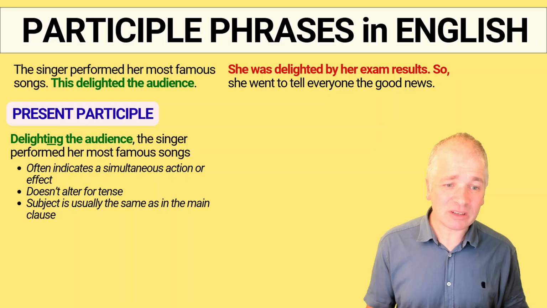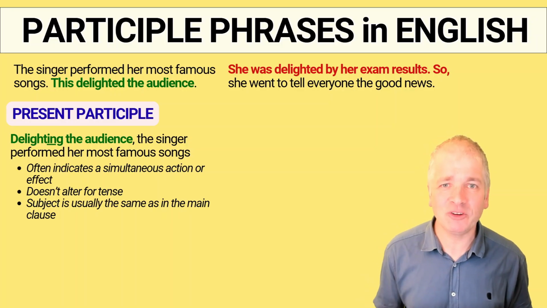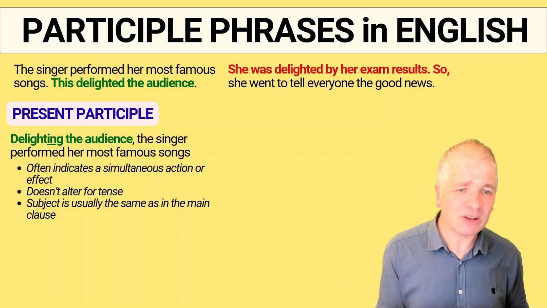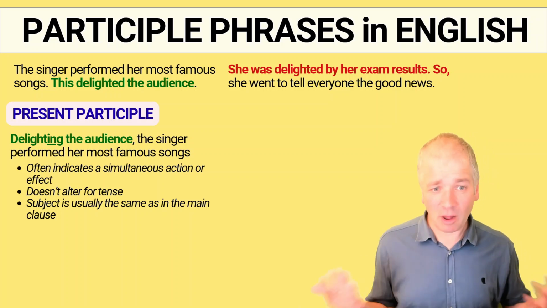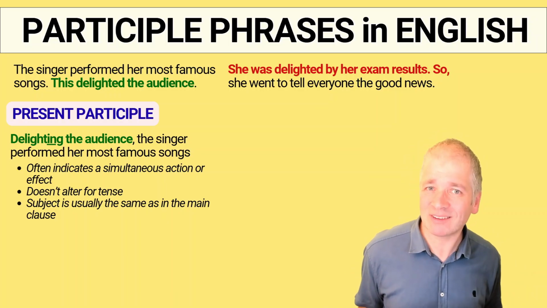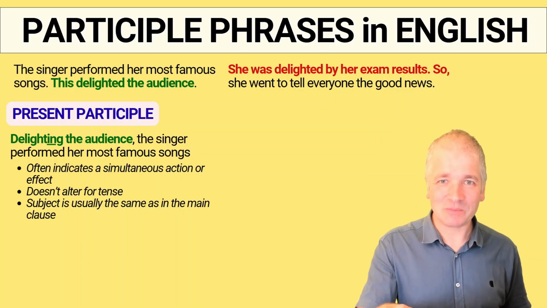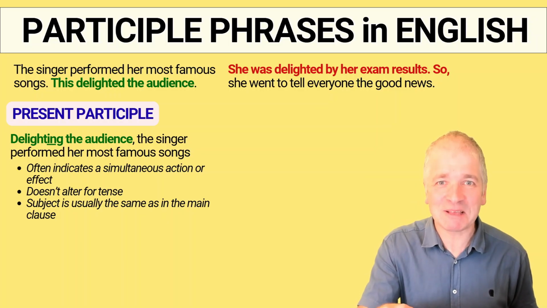And the subject is usually the same as in the main clause. There are some exceptions, but in general, the subject of the first clause, delighting the audience, is the same in the main clause. Who is delighting the audience? It's the singer, the same subject. What about the second example though?